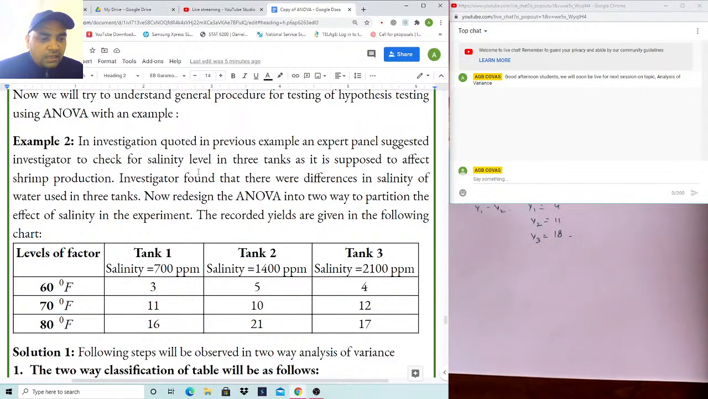Then the investigator found that there was a difference in the salinity of water used in the three tanks. Tank 1 salinity was 700 ppm, tank 2 salinity was 1400 ppm, and tank 3 salinity was 2100 ppm. So there was a difference, and this salinity was almost 3 times the salinity in the first tank. So now he redesigns the ANOVA into two-way to partition the effect of salinity in the experiment. Now how will we be doing this?